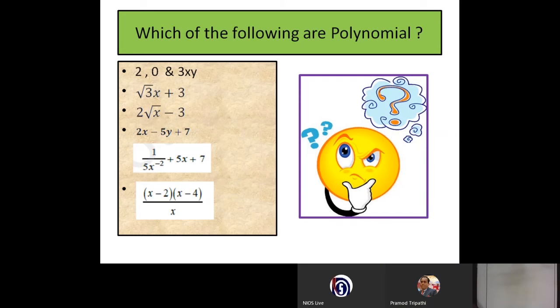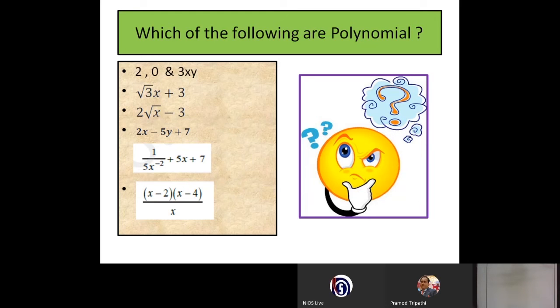Now, before taking the break, I have given some problems here. Which of the following are polynomials here? So, there are the example, number 1: 2, 0, and 3xy. These are the three, and you have to find out whether all of these are polynomials or not.